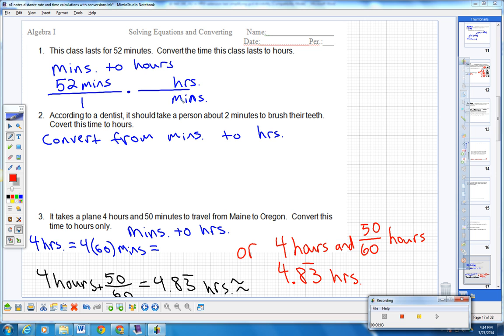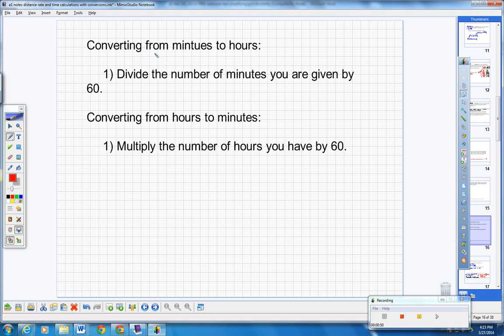You can see right here, to get it started, I'm going to try to make this very quick. We see this problem right here, to convert from minutes to hours. To convert from minutes to hours is really quite simple. Converting from minutes to hours, we divide the number of minutes you're given by 60. Some people can't remember this. They find it difficult to remember.